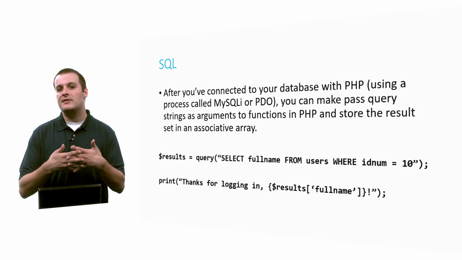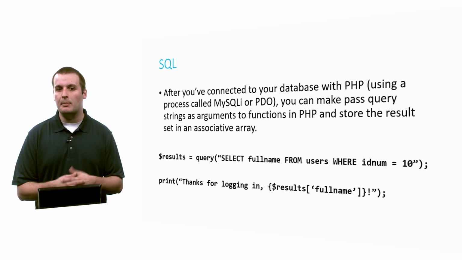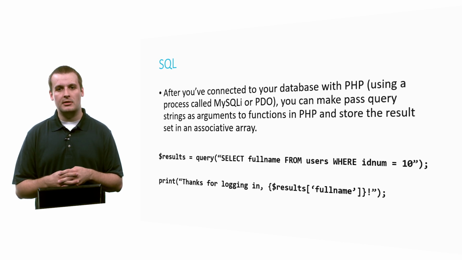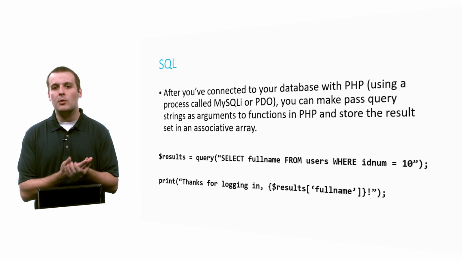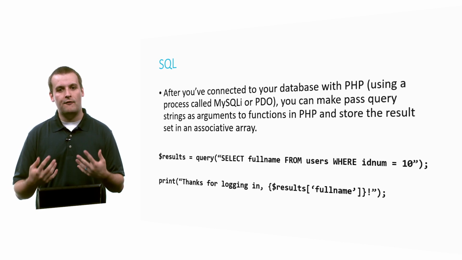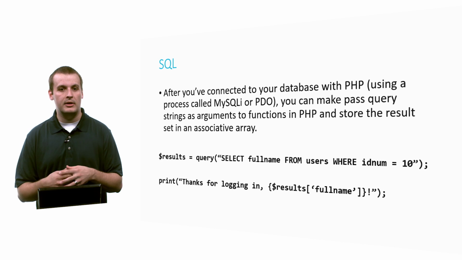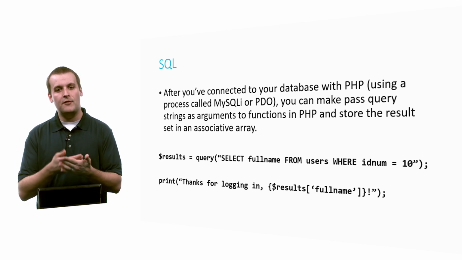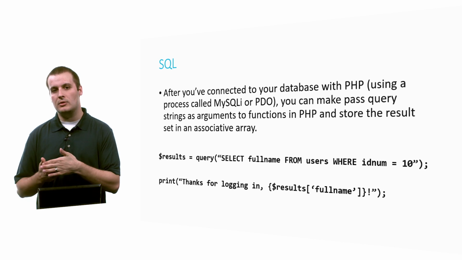And then maybe after I've done that, I might say something like this. I want to print out the message, thanks for logging in, and then I want to interpolate $results full name. And so that's how I would work with that associative array that I got back. $results full name would basically end up printing out, thanks for logging in, Jerry Seinfeld, right? That was the full name where ID num equals 10.